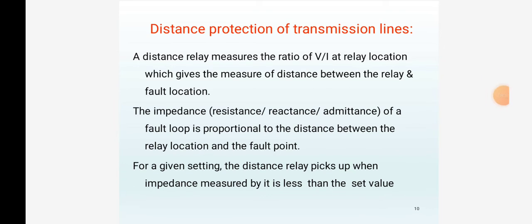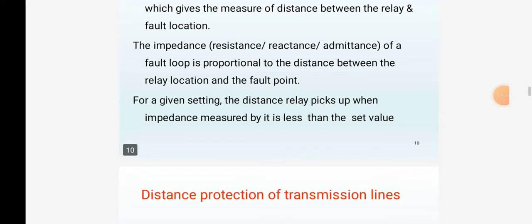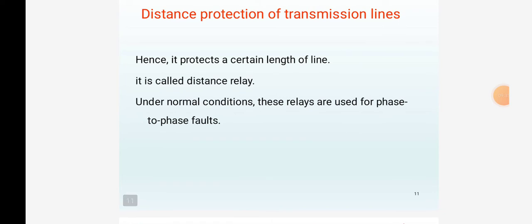The distance protection of transmission lines. The distance relay measures the ratio of V by I at the relay location, which gives the measure of distance between the relay and fault location. The impedance, meaning resistance or reactance or admittance of the fault loop, is proportional to the distance between the relay location and the fault point. For a given setting, the distance relay picks up when the impedance measured by it is less than the set value. Hence, it protects a certain length of line and is called a distance relay. Under normal conditions, these relays are used for face-to-face faults.